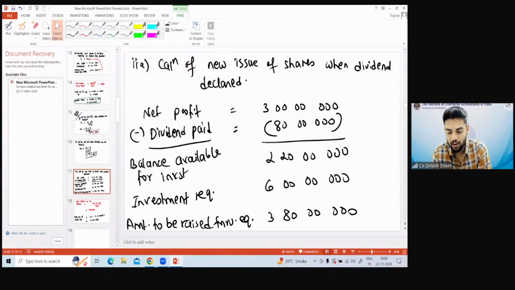So net profit available with the company was 3 CR, correct? From this 3 CR, the company will first pay the dividend because our scenario 1 is when dividends are declared. Correct? So from 3 CR, 80 lakhs would be my dividend that would be paid off. So balance profit available for investment would be 2.2 CR. Investment required is 6 crores. Amount available for investment is 2.2 CR. So balance obviously I have to raise through equity, unless otherwise specified. Entire financing would be through equity.